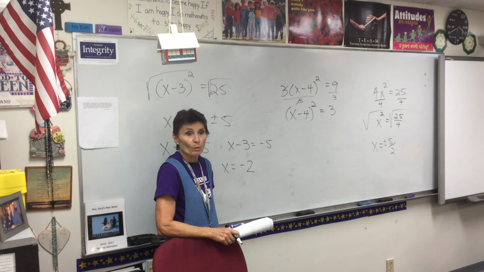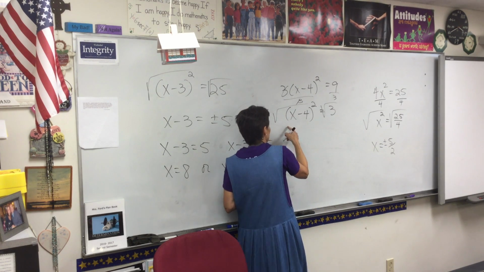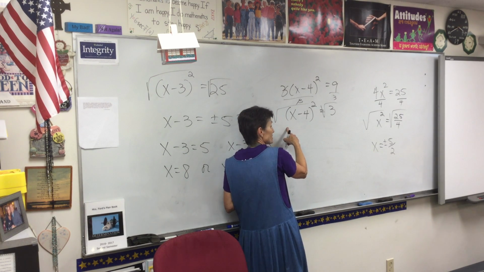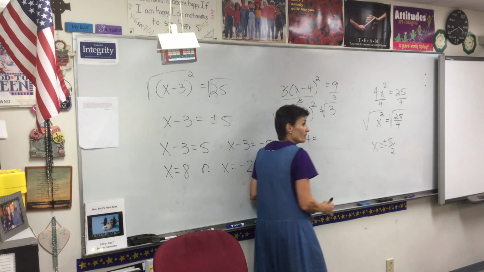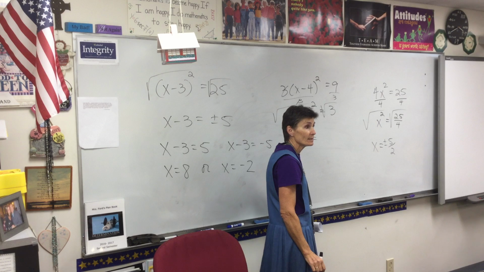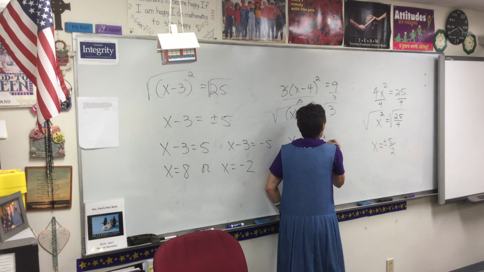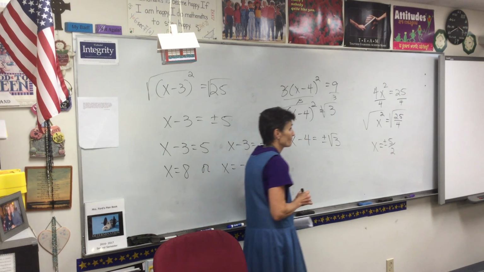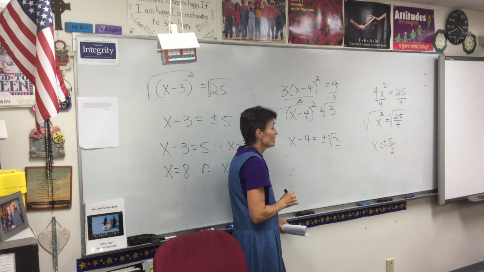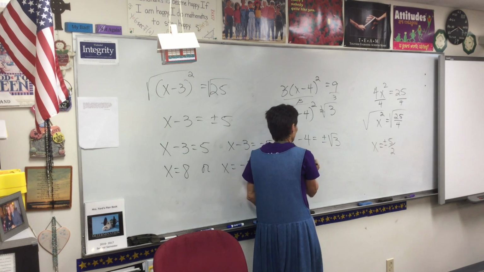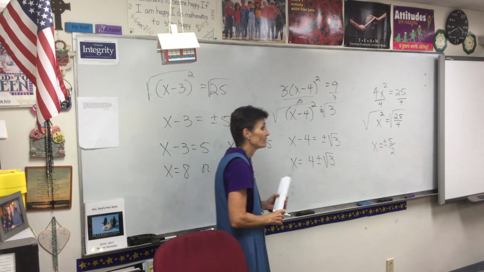Radical over both. Square root. So the square root of x minus 4 squared is x minus 4. And the square root of 3 just stays that way, plus or minus the square root of 3. So then we're going to get x equals 4 plus or minus the square root of 3.